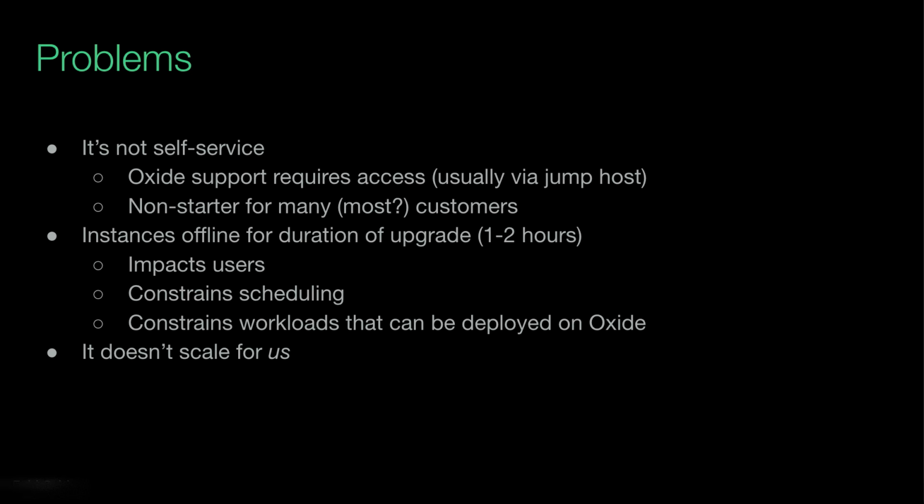There's also the whole coordination piece. There is also the whole downtime problem, which is that instances are offline for the duration of the upgrade. So that's about 1 or 2 hours today. That's a pretty big impact on users. It constrains when we can schedule these update windows, and it also constrains the type of workloads that people can put on the Oxide system to ones that can tolerate that kind of downtime. The other thing that's really important is strategically for us, it doesn't scale. If we want to have 100 customers, we can't be doing this manually on all of their racks, right?